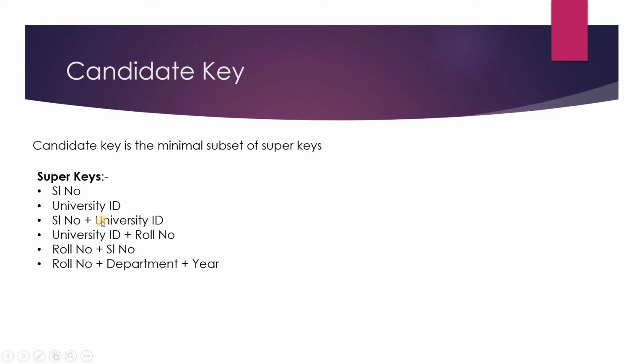Like the third point here, it can be broken into serial number and university ID separately, but the first two cannot be further broken. Serial number is the only attribute and university ID is the only attribute. So these two are the minimal subsets of the super key set, so we can consider these to be the candidate keys, and the others can be broken into smaller subsets like serial number and university ID, roll number, SL number. So these are not our candidate keys, only the minimal subsets of the super key sets are our candidate keys.